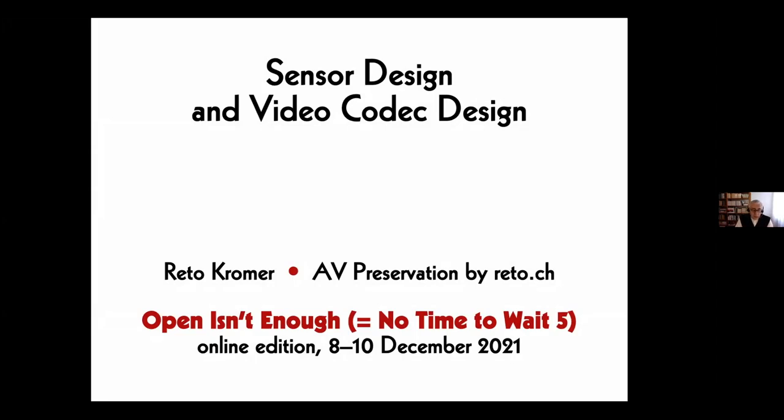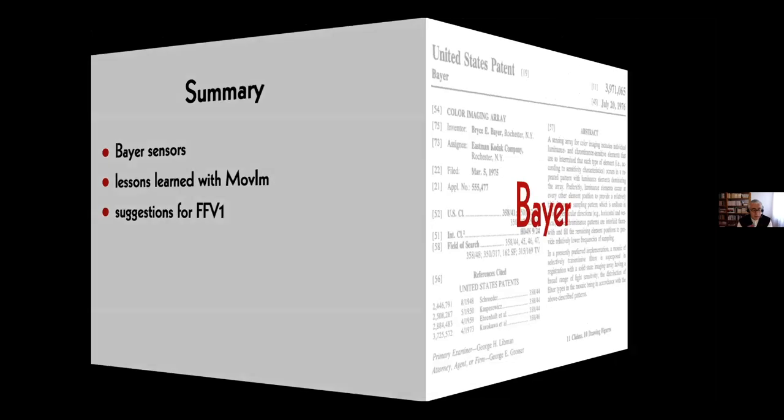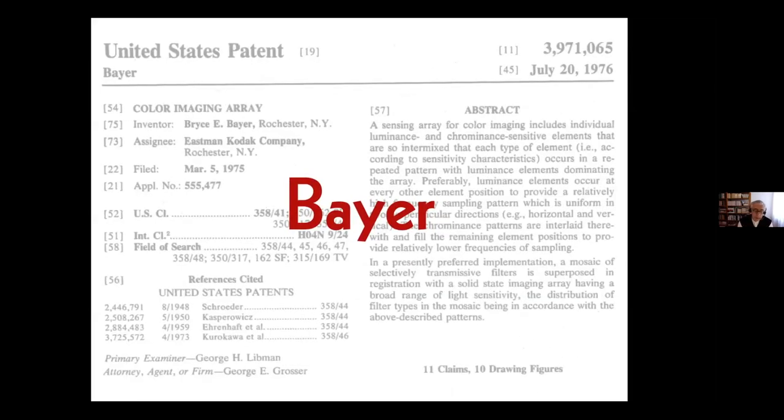I will delve into a few aspects of the physics and mathematics of color filter mosaic and raw data, which do have a huge importance in sensor design, and in my personal opinion, should be considered in video codec design as well. I will speak about the past, the present, and the future. Let's start with the past, the Bayer sensors.